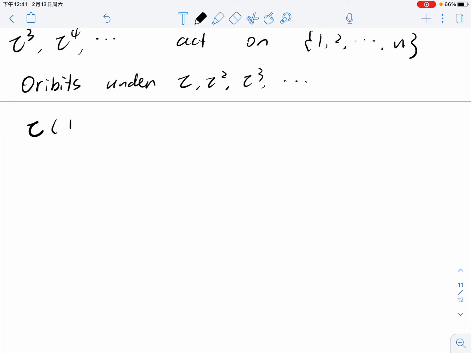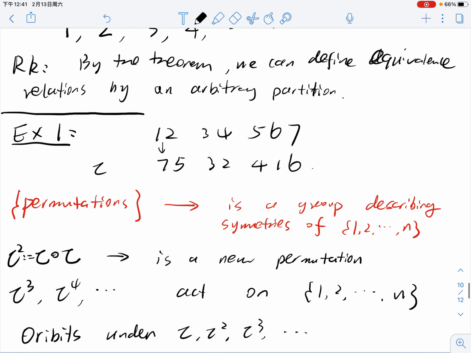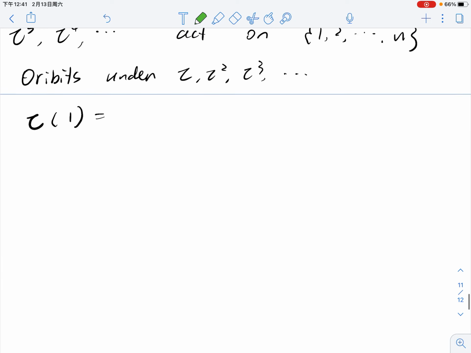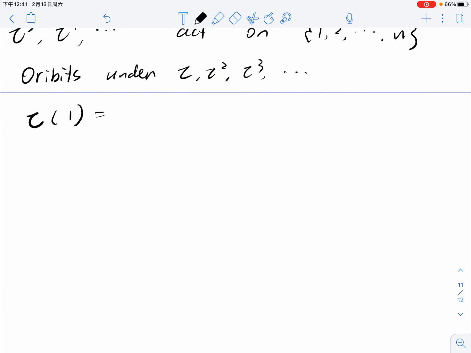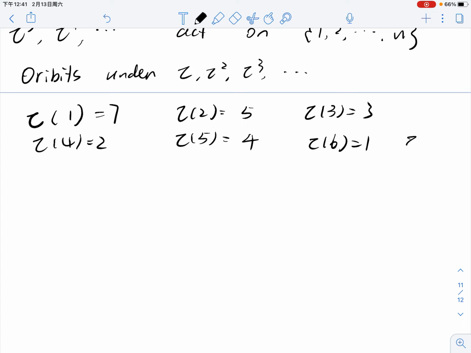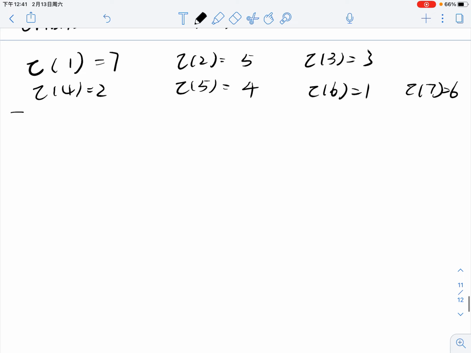So think about this as your permutation. We define tau 1 to be 7, tau 2 to be 5, tau 3 to be 3, tau 4 to be 2, tau 5 to be 4, tau 6 to be 1, tau 7 to be 6. And similarly, tau composed tau 1, this is tau acting on tau 1, so this is tau 7, which is 6.